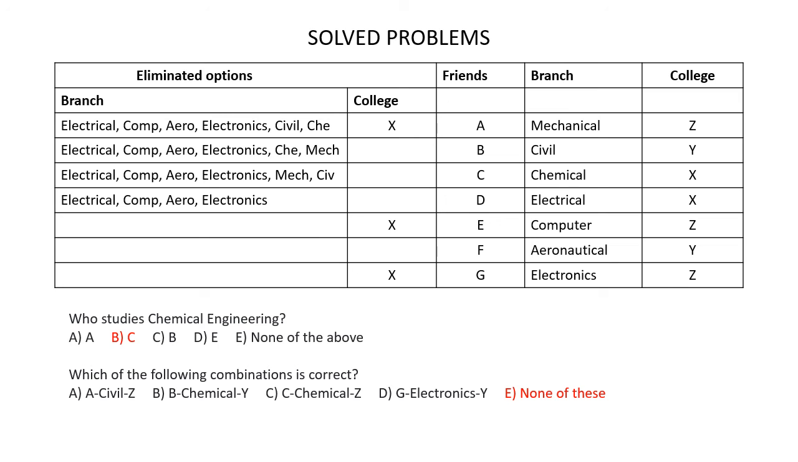Option C says C chemical and Z. But we know that C chemical and X is correct. So option C is wrong. Option D says G electronics Y. But we know that G electronics and Z is correct. So option D is wrong. So all the given options are wrong. So the correct answer is option E, none of these.